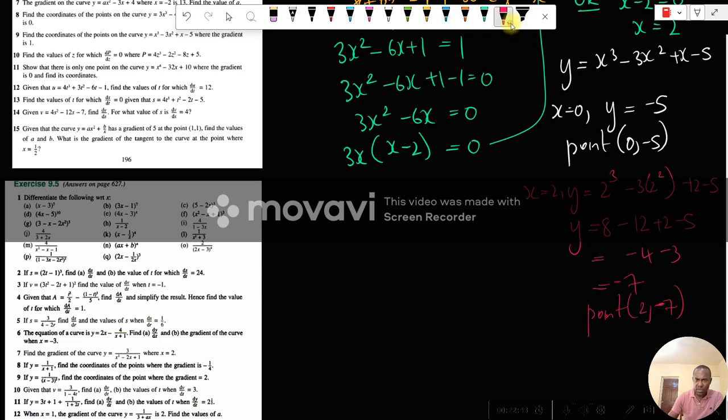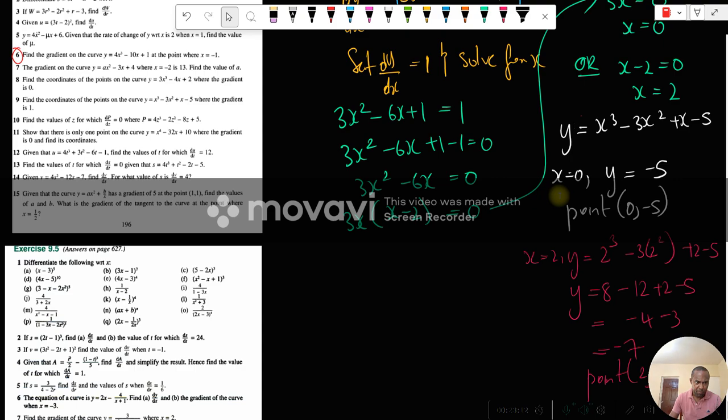Right? So that is how we approach that question there. They told us to find the coordinates of the point on the curve where the gradient is equal to 1. So we had to find dy by dx, set it equal to 1, then solve the equation for x. And having found the x values, we had to then find the corresponding y values by substituting those x values into the original curve. Is that clear? Yes, sir, I understand now.